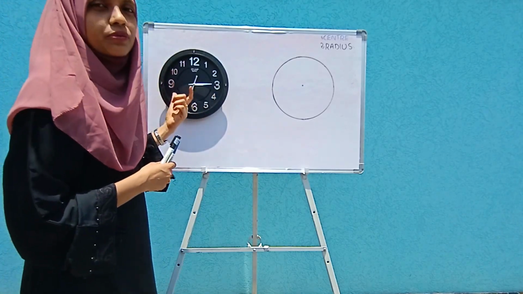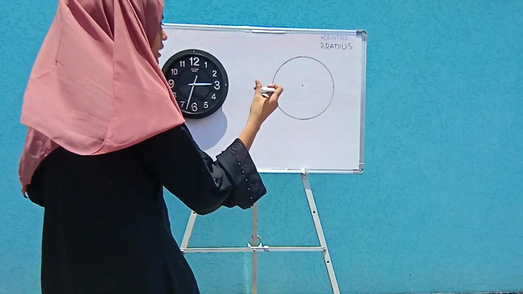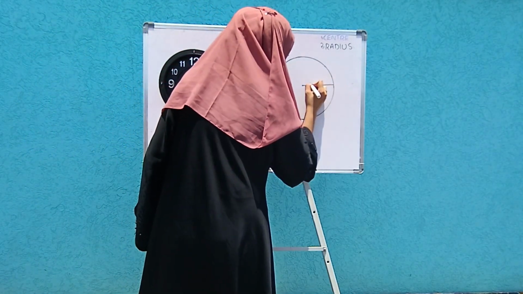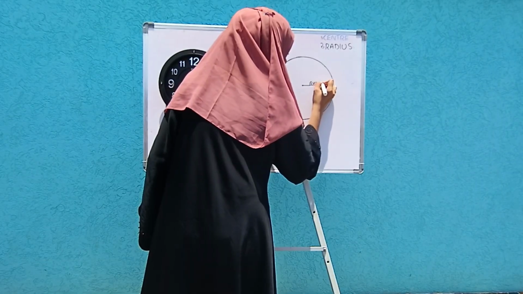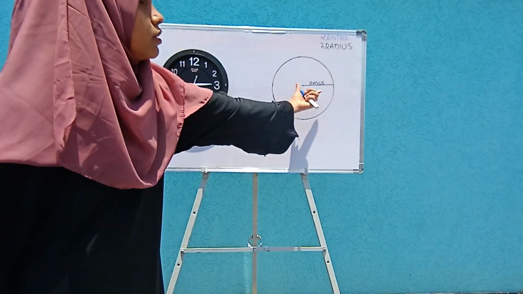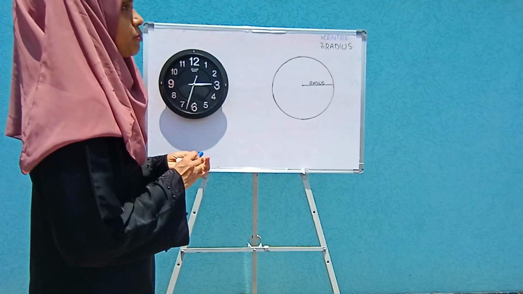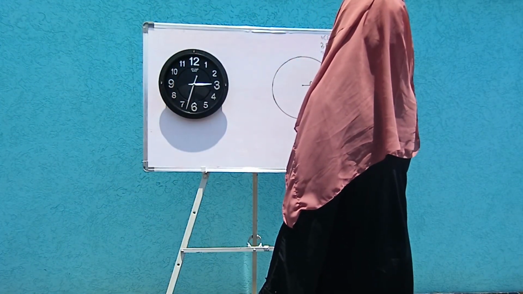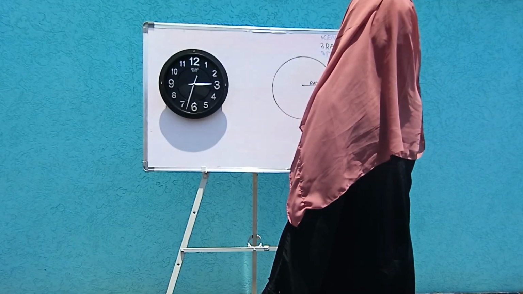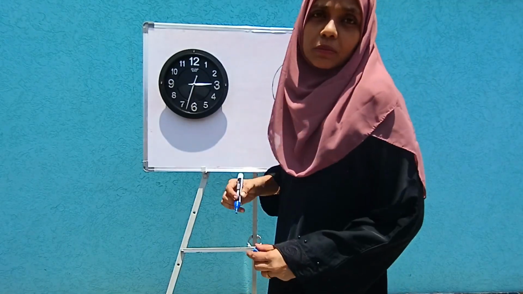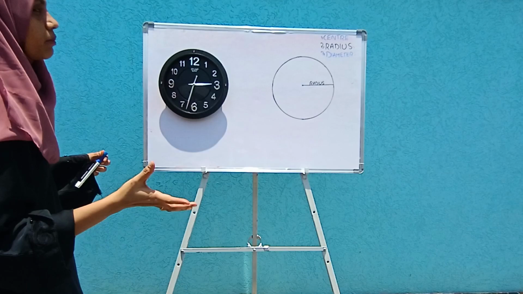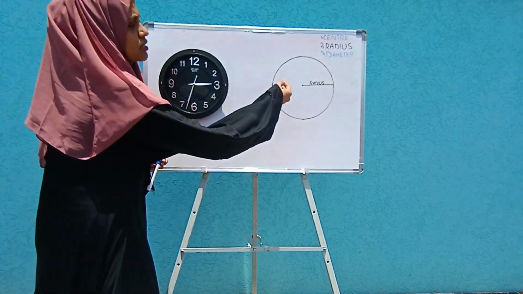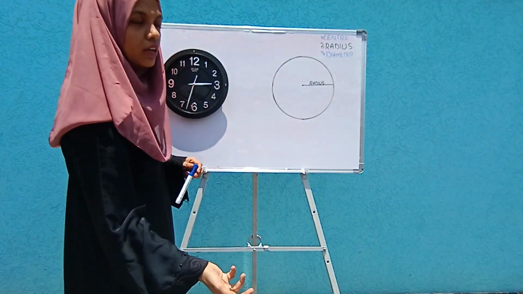So what do we call it? Radius. Let me draw the radius. The line which is drawn from the center to the other part of the circle is called the radius. This line is called the radius. And the third part we have is the diameter. So what's the diameter? We know the line drawn from the center to the boundary of the circle is called the radius.